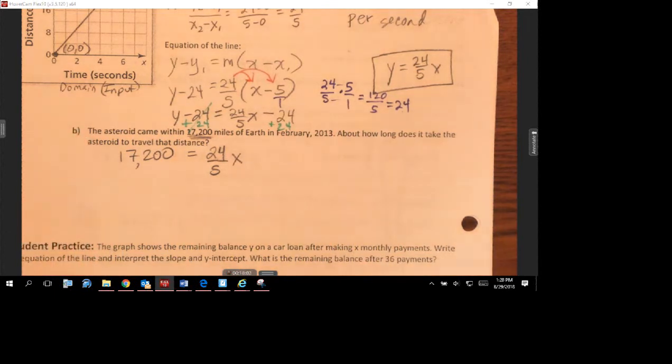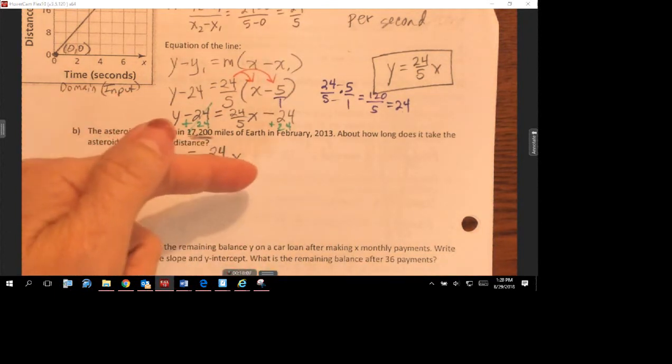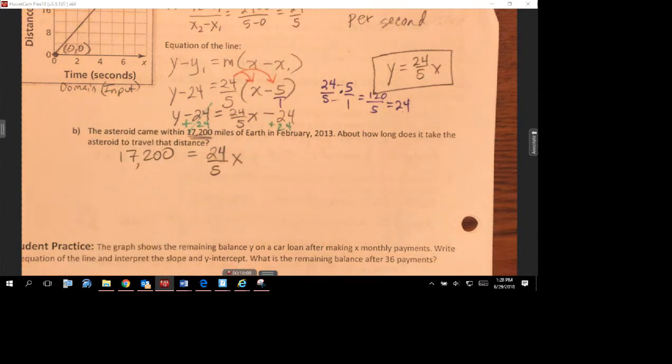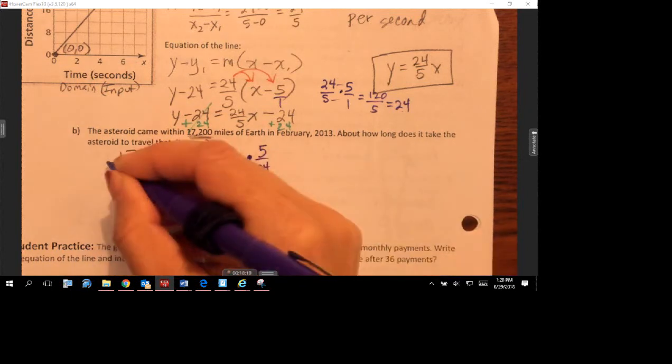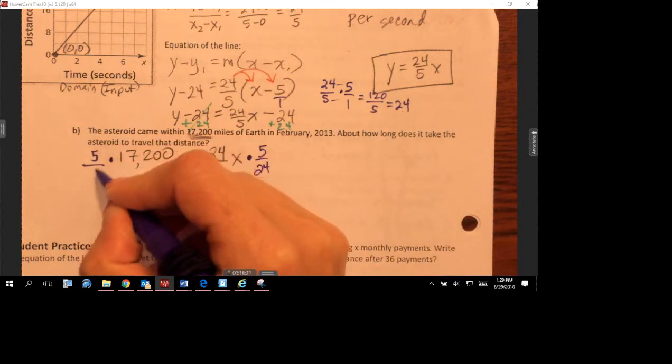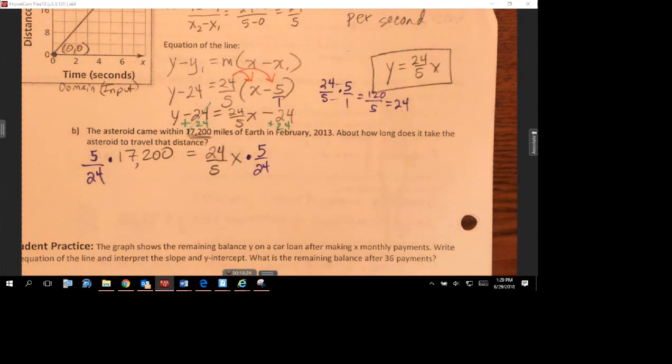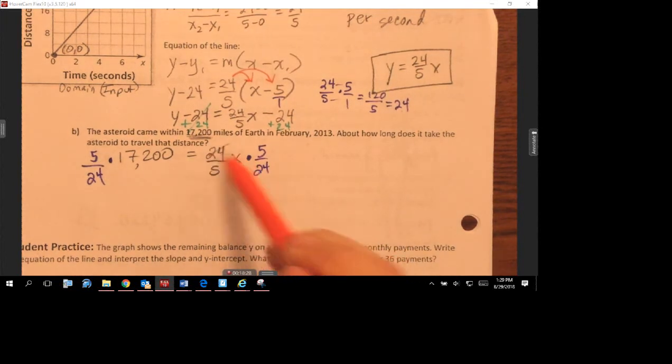So now, how do I cancel out a fraction 24 fifths that is being multiplied by x? So I get x by itself. How do I cancel that? You multiply by its reciprocal. So we multiply by 5 over 24 to both sides. So on this side, the 24s and the 5s should cancel out. You should get 120 over 120, that's x.